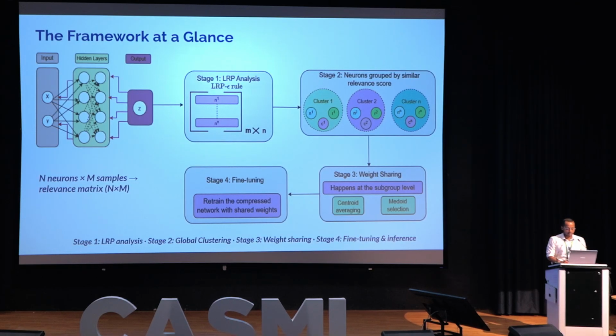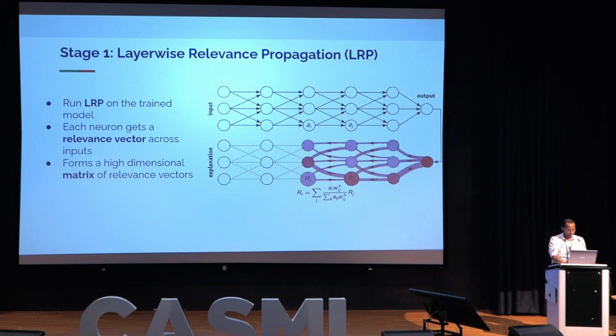But let's walk through each stage, starting with the first stage, basically LRP, and how it helps us build the behavior fingerprints for all the neurons in a model. The first stage is layer-wise relevance propagation. The idea behind LRP is quite simple. For any given input, we ask each neuron how much did you actually help in producing the output. LRP traces the prediction backward and distributes what we call relevance, or credit, basically the responsibility that the neuron has for the final decision.